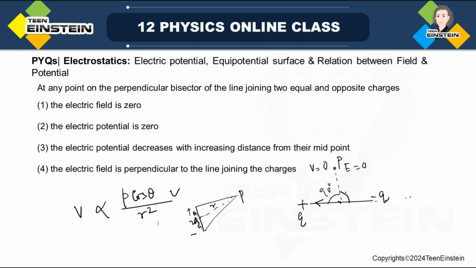And if theta is 90 degrees, then the potential is going to be zero. That's why it is said that any point on the perpendicular bisector or equatorial plane of a dipole has zero potential. Potential at any point on the equatorial plane will be zero. So the second option will be the correct answer for this question.